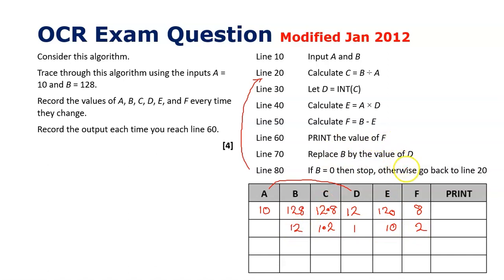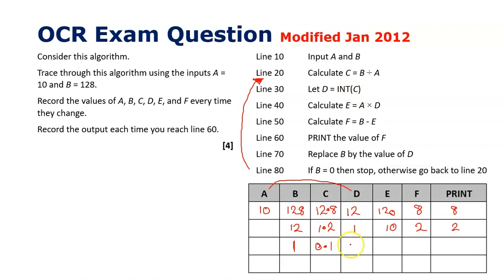Print the value of F. Oh, actually, I just realized I should have written 8 there and 2 here. I've missed out that line. But now I'm sorted. Replace the B by the value of D. D is 1, so B becomes 1. If B equals 0, then stop. No, it doesn't. Otherwise, go back to line 20. And you can see this is just really trying to see whether or not you can follow through the instructions and follow those complex instructions. Calculate C equals B divided by A. 1 divided by 10 is 0.1.